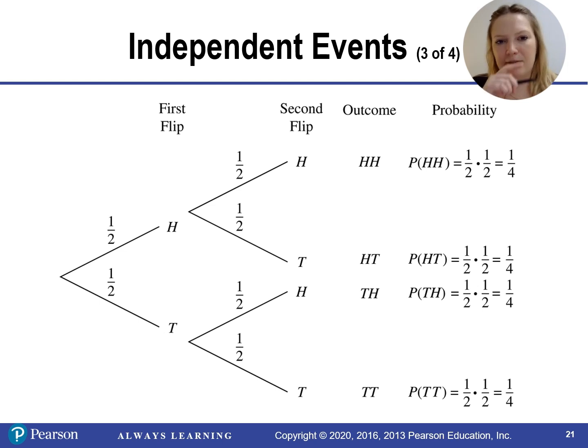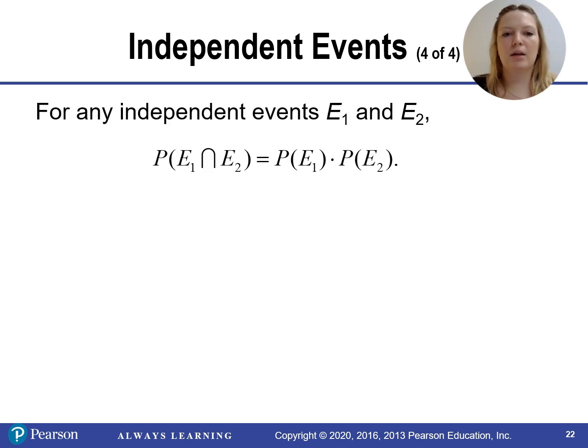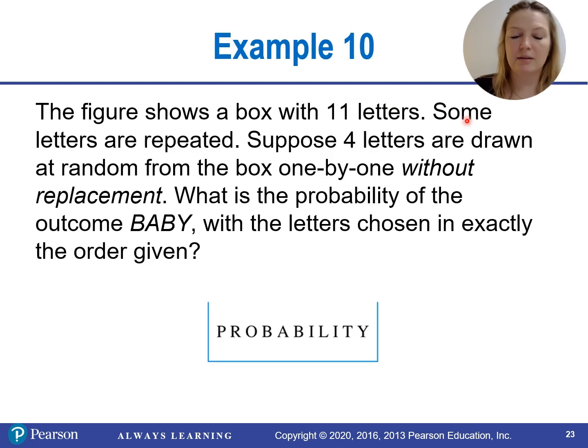So if we think about independent events, then the first flip will result in either a heads or a tails, 1/2 and 1/2. And the second flip is also going to do the same thing, heads or tails in equal probabilities. So you could say, okay, what's the probability of getting a heads, then a heads? It would be 1/2 times 1/2 is 1/4. Now, we can simplify this by saying the probability of independent events E1 and E2, we just multiply the probability together.